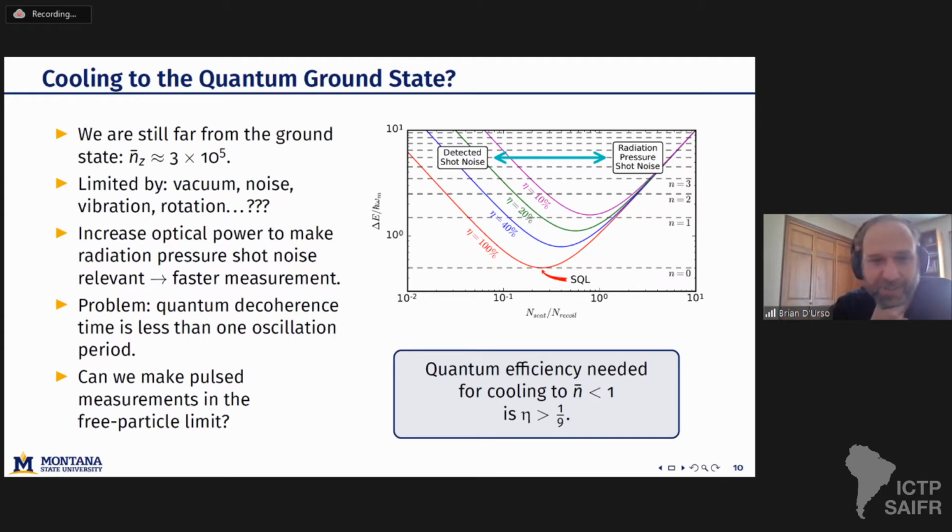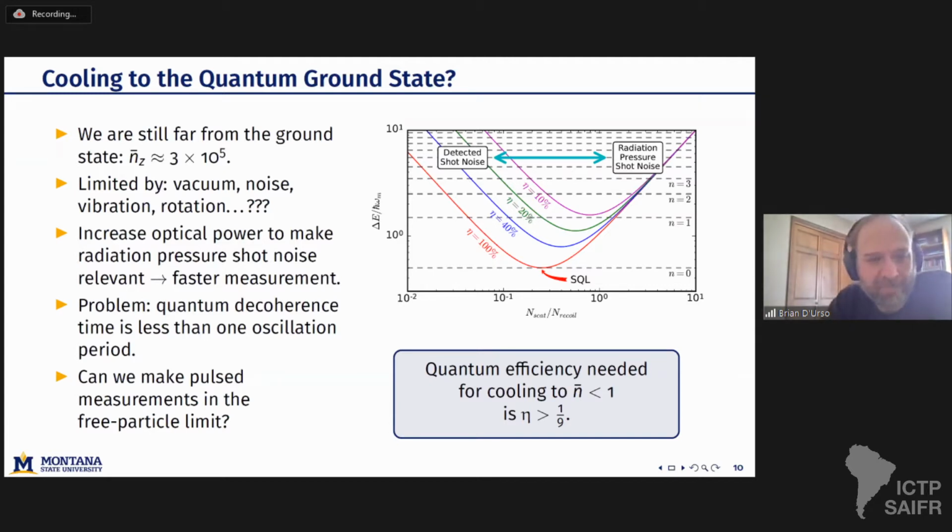We're not close to a quantum system here. We still have occupation numbers on the order of 10^5 or 10^6. We think we're limited by lots of things, including finite vacuum still, noise in the system, vibrations in the room, which are difficult to manage at frequencies of a few hertz, and possibly uncontrolled rotation of the particle. And I should say that even if we did everything experimentally perfect at room temperature, black body photons would still cause a problem and prevent us from getting to the ground state. So it was never realistic.